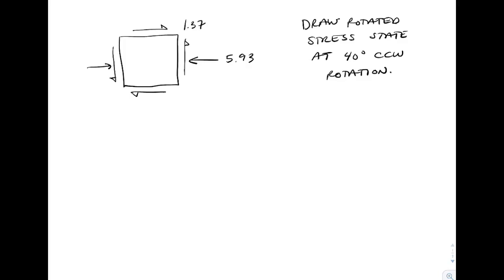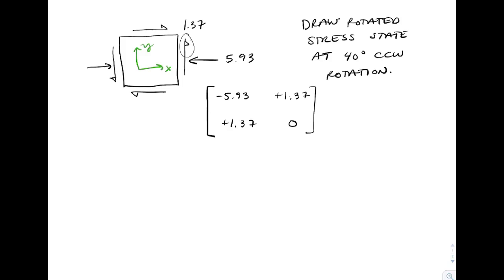So we'll focus just on drawing a rotated stress state at a prescribed angle here, 40 degrees counterclockwise rotation. So there's our initial state of stress. In tensor notation, of course, we would need a coordinate system xy. So if we wanted to put this into the tensor, it would be minus 5.93 and 0. It would be on the x face in the positive y direction, so it would be plus 1.37, plus 1.37. So there would be our matrix.